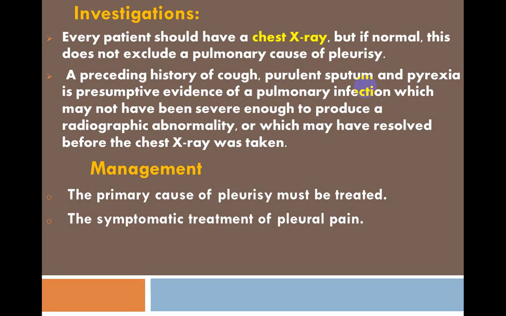So when you do a chest X-ray for a patient with suspicion of pneumonia or chest infection presenting with pleurisy, and you find a normal chest X-ray, this does not exclude the disease. Why? Because the disease pathology in the lung is not enough to produce radiological findings, or may have resolved before the chest X-ray was taken.